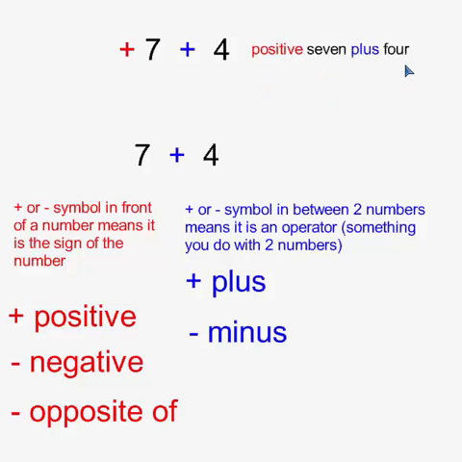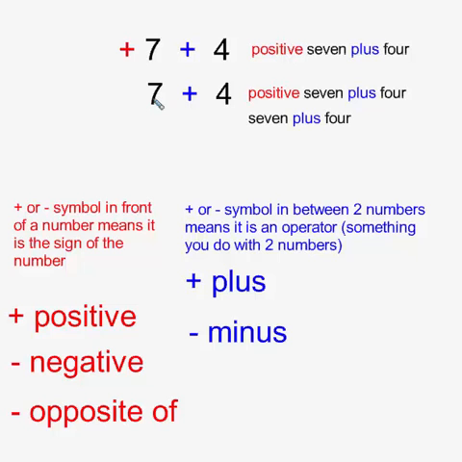Positive 7 plus 4, or many times if a number is positive, like in this case, we would leave the symbol off, and you still could read it as positive 7 plus 4, because lack of a symbol here indicates that the number is positive. However, we would just read it as 7 plus 4, saying the word 7 without saying its sign implies that it's positive.